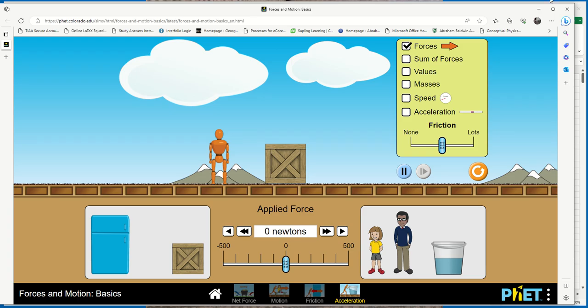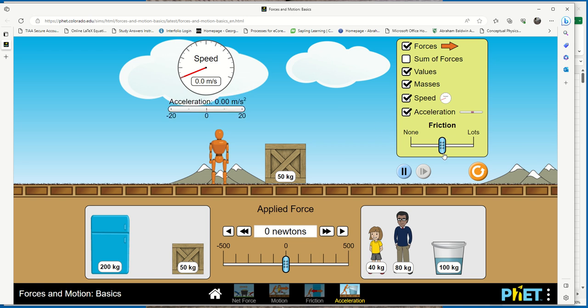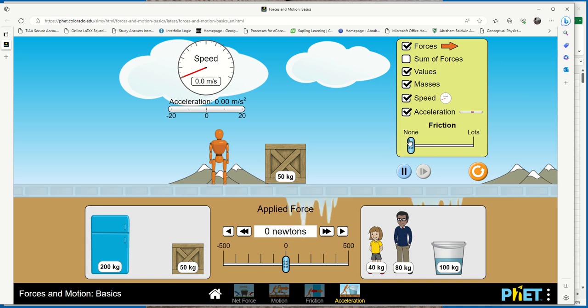So what you want to do is, over here in this square, we want values, masses. We don't need the speed, but I like to see it. And of course, we want acceleration. Now notice here for friction, we don't want any friction. We want to set it down to make sure you're on none. The first time I ran this, I hadn't gotten all the way to 0, and it messed things up. So make sure you're down at none.